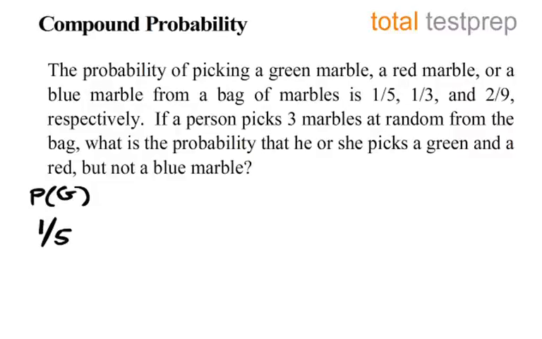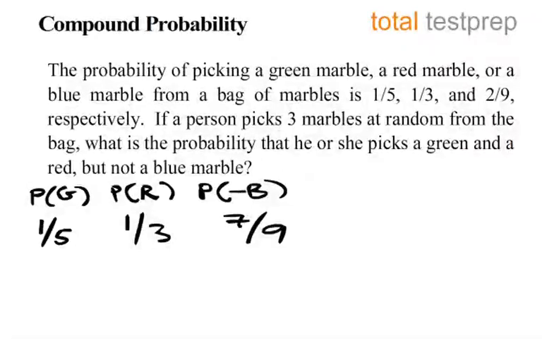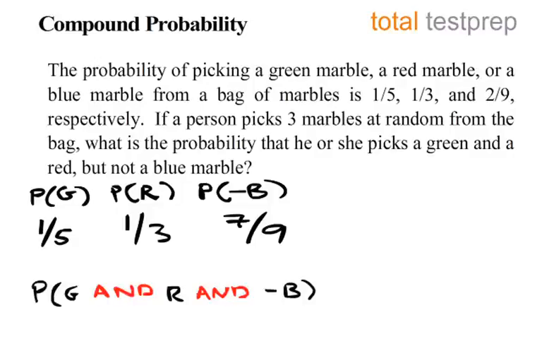The probability of picking a green is 1 out of 5. The probability of picking a red is 1 out of 3. And the probability of picking a not blue is 7 out of 9, if you remember this from the previous section. So we want something that's not blue. If the probability of blue is 2 out of 9, the opposite of that is 7 out of 9, because you subtract 2 out of 9 from 1.